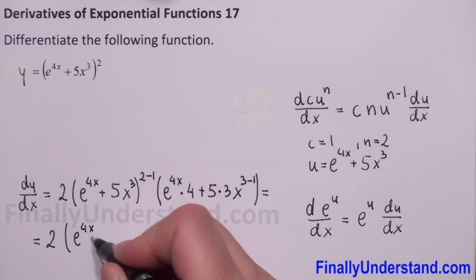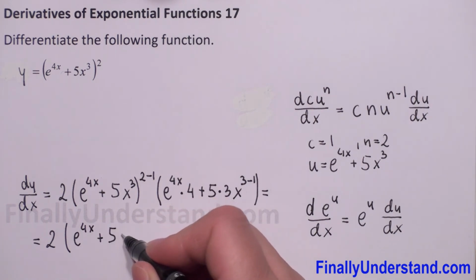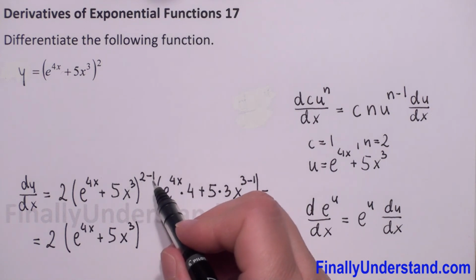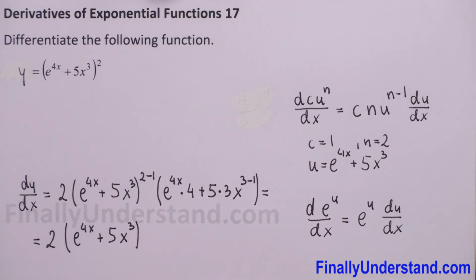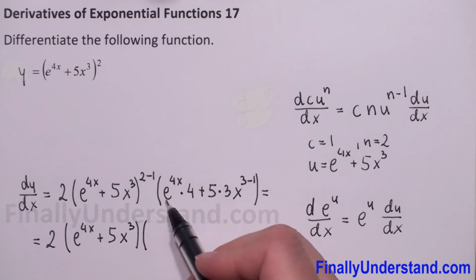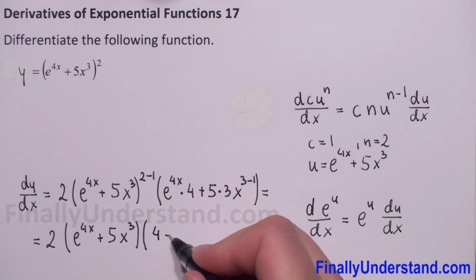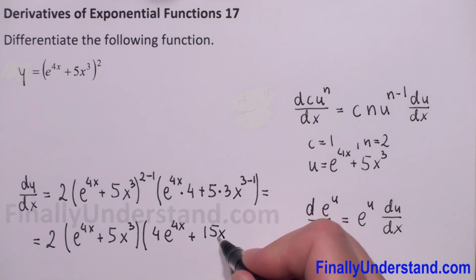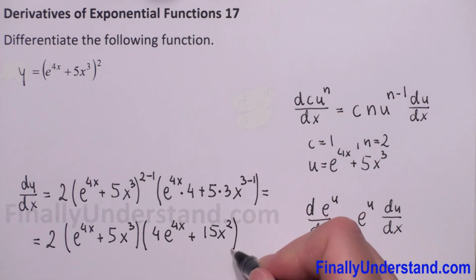This is equal to, which we have to just rewrite, and in parentheses we have e to power 4x plus 5 times x to third power, to power 1, because 2 minus 1 is 1, we don't have to write it. And in the second parenthesis we have 4 times e to power 4x plus 15 times x squared. So this is my solution.